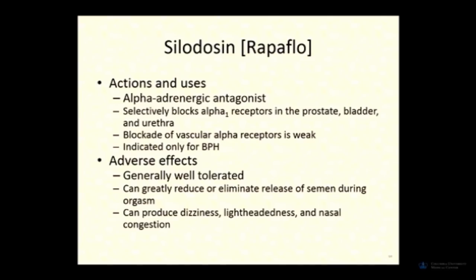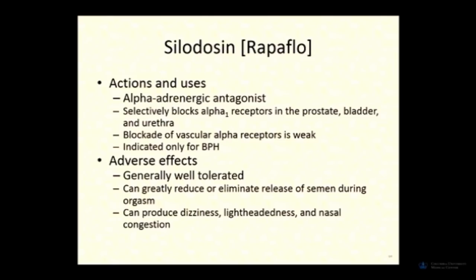Silodosin, an alpha adrenergic antagonist, selective for alpha-1. The blockade on the vascular alpha-1 receptor is very weak, so it's only indicated for the treatment of BPH. It's also well tolerated. You can end up with reduced elimination or release of semen during orgasm, so it does affect ejaculation to some degree. Also can produce dizziness, lightheadedness, and nasal congestion. And so these drugs all have very similar effects because they belong to the same class.